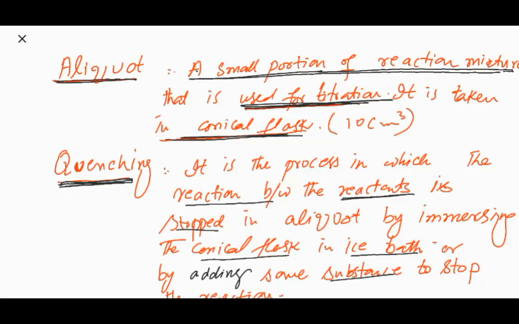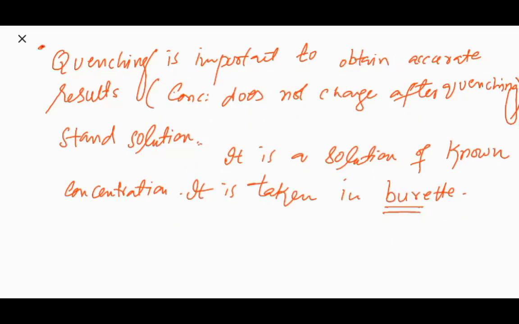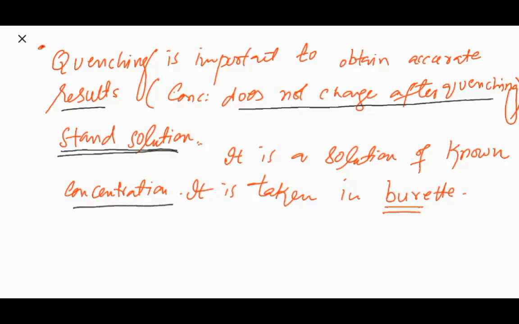Quenching means the process in which the reaction between the reactants is stopped in the aliquot by immersing the conical flask in an ice bath or by adding some substance to stop the reaction. The very important thing to note is that quenching is important to obtain accurate results because the concentration does not change after quenching. And at the end, standard solution: it is a solution of known concentration. It is taken in a burette.